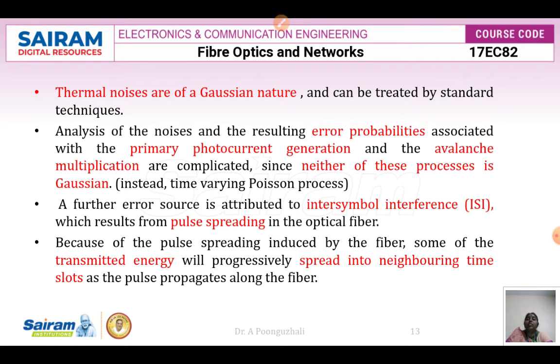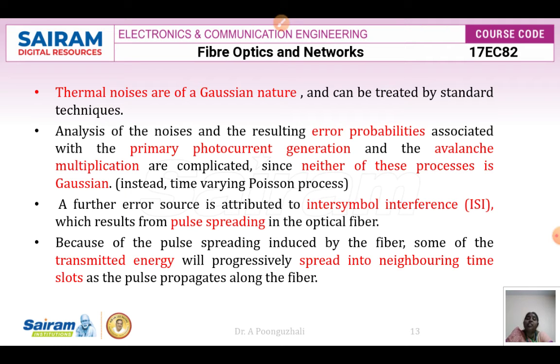The thermal noises are generally of Gaussian nature and can be treated by standard techniques. The analysis of this noise and the resulting error probabilities is associated mainly with the primary photocurrent generation, and the avalanche multiplications are going to be complicated. In an avalanche multiplication, neither of these processes is a Gaussian process; it is a Poisson process.